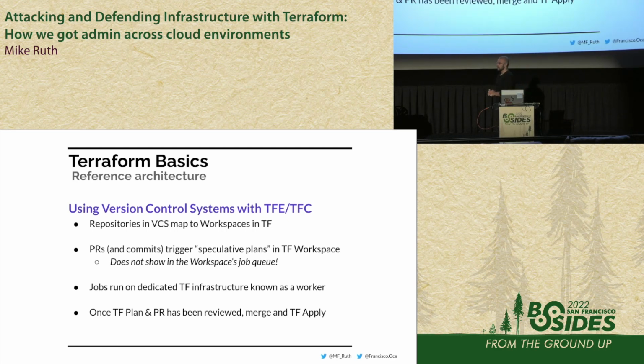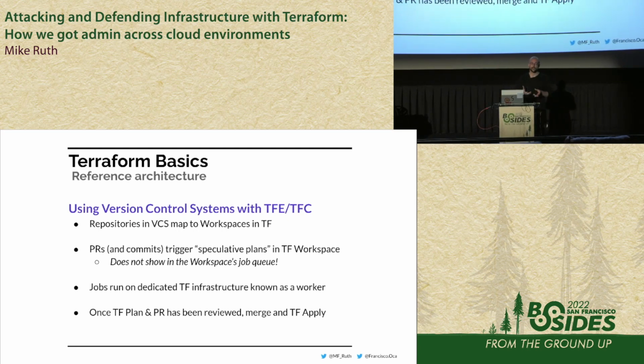And so when you have a repository and you go and submit either a PR or a commit to it, it kicks off what is known as a speculative plan against the workspace. And that speculative plan is then responsible for doing that dry run that we talked about, or that you saw on the access side of things. One thing that's worth noting is that speculative plans do not show up in a workspace's job queue. The job queue is basically the list of plans or runs that exist for that given workspace. That'll be relevant a little bit later, so just keep that in mind.